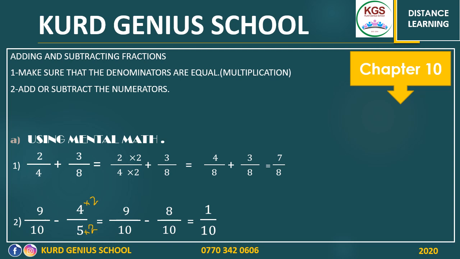Now, denominators are 10 and 10, so let's minus them. So we're going to say 10 minus 10 equals 0. Can we minus the denominator? No. We need to just write the denominator the same. So just minus the numerator. 9 minus 8 equals 1.